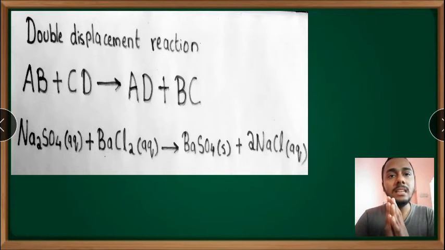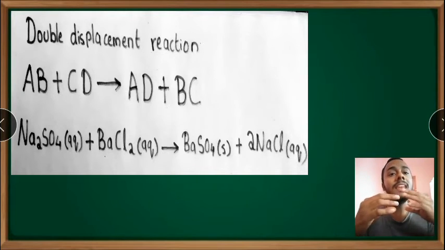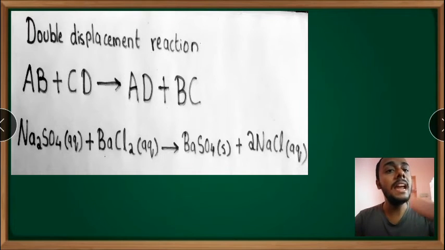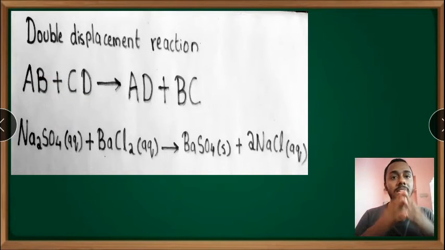Now we will see the final reaction, which is the double displacement reaction. Double displacement means the cation and anion of the reactants are interchanged. They are displaced. Okay, when we look at here, AB plus CD gives AD plus BC. So what happened here? The D and B are interchanged. Okay, that is the double displacement.